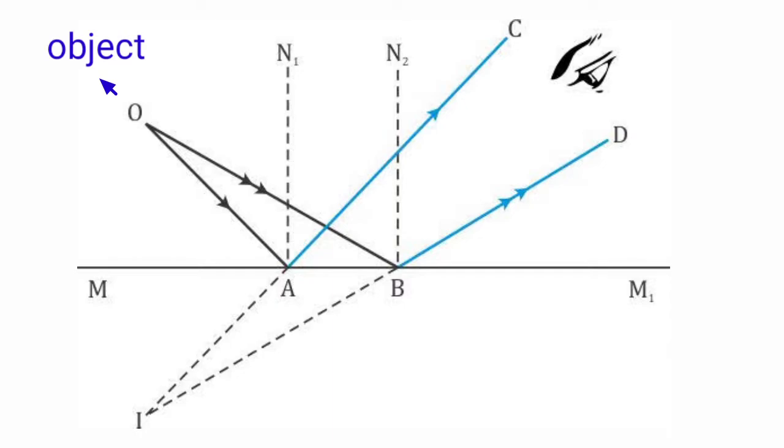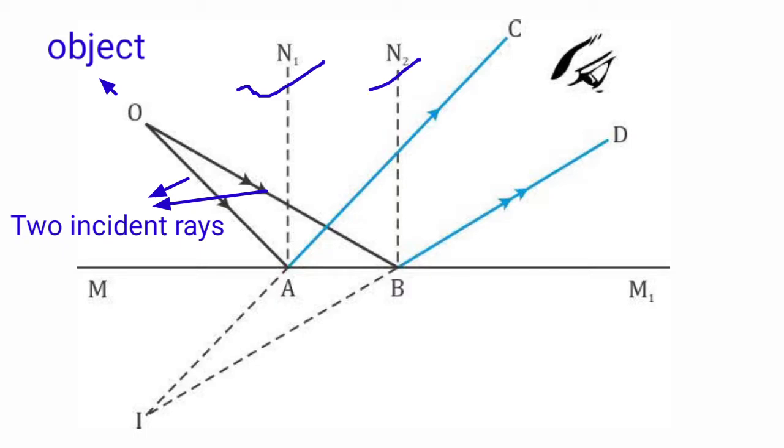Now you see the two rays are OA and OB. These are the two incident rays that hit the plane surface MM1. Now we draw two normals at the points of contact. So the normal is N1 at point A and N2 at point B. Now we know, according to the law of reflection, the incident rays OA and OB are reflected also. AC and BD are the reflected rays.